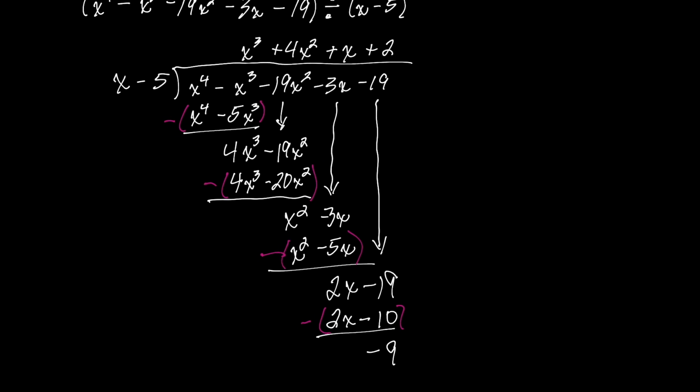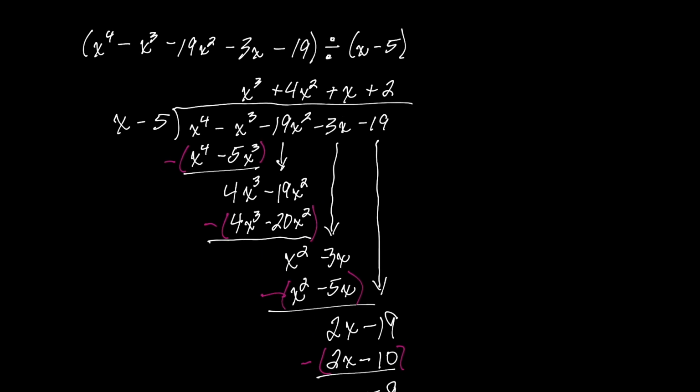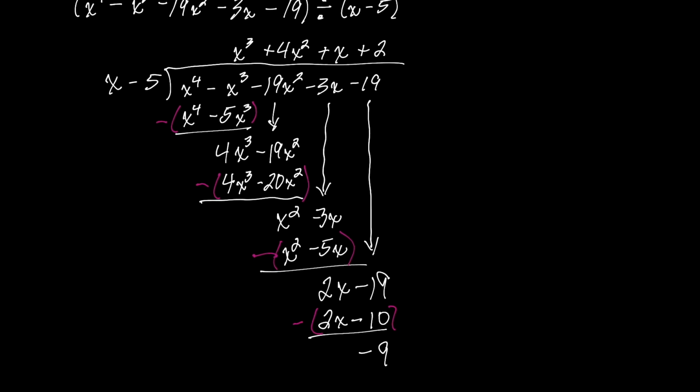So let's see. This whole polynomial up here divided by x minus 5 is this polynomial plus, or minus in this case, this remainder. So I'm going to go ahead and write that in. That's minus 9 over x minus 5. And again, this x minus 5 is coming from where? It's coming from right here. So this is the quotient with the remainder.